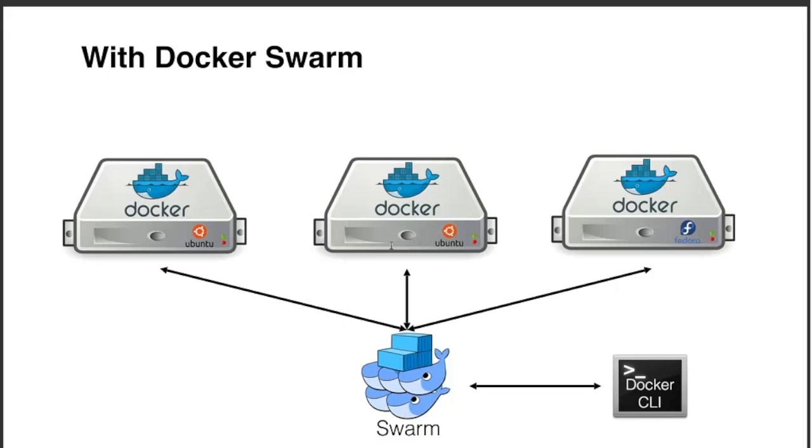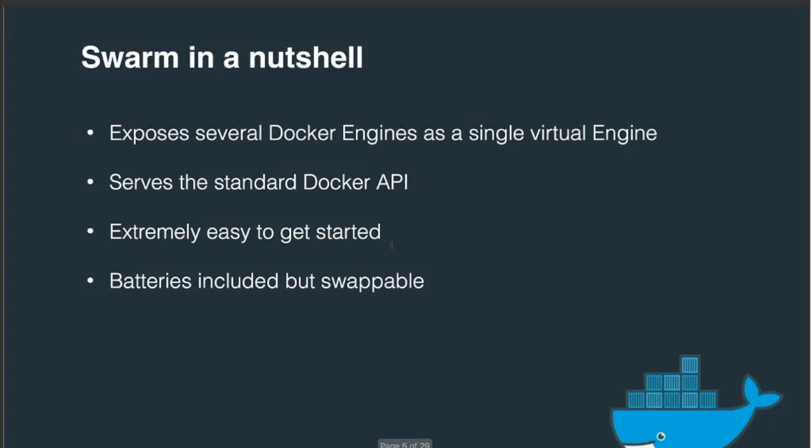So here, as shown in the schema, it's the Docker CLI. Once again, you don't have to learn new tools. If you know how to do a docker run, a docker pause, a docker stop, whatever you name it, you basically already know how to use Swarm because it's the exact same commands. Swarm in a nutshell takes multiple Docker engines and creates a virtual engine, and you just issue your commands to this virtual engine using the same API.